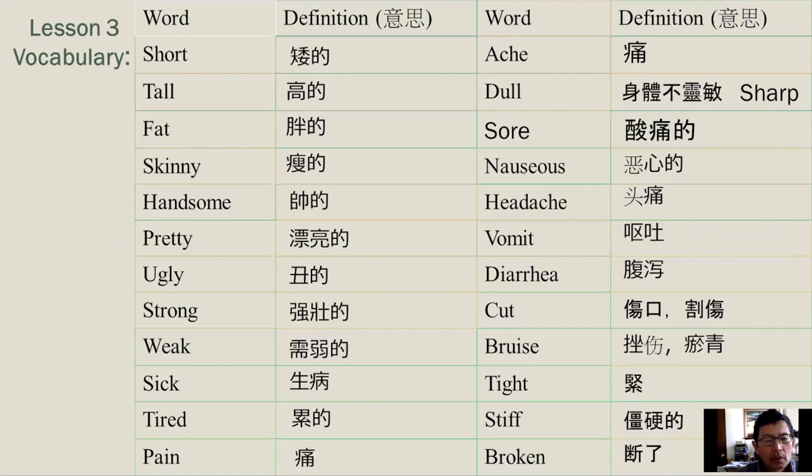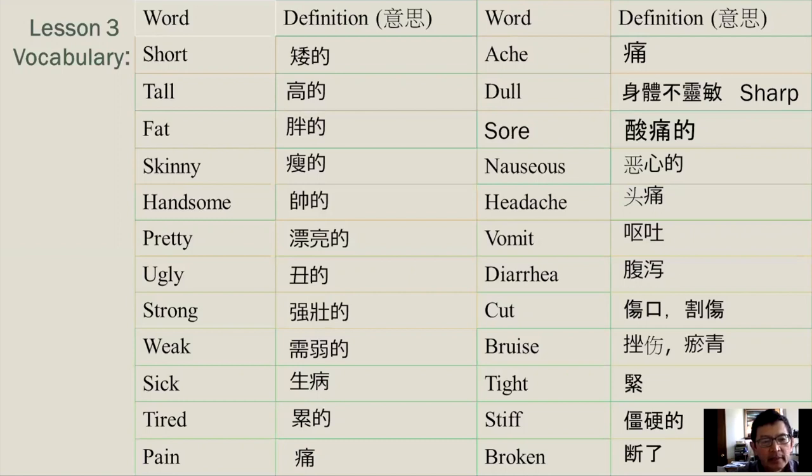Sore. Nauseous. One more time. Nauseous. Can you say it correctly? You should know that the British, 英国人, pronounce it differently. In America, it's pronounced differently.